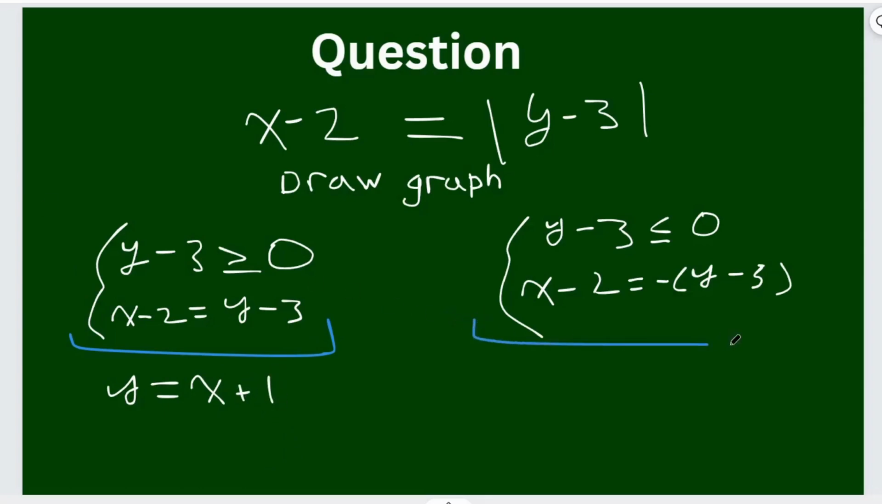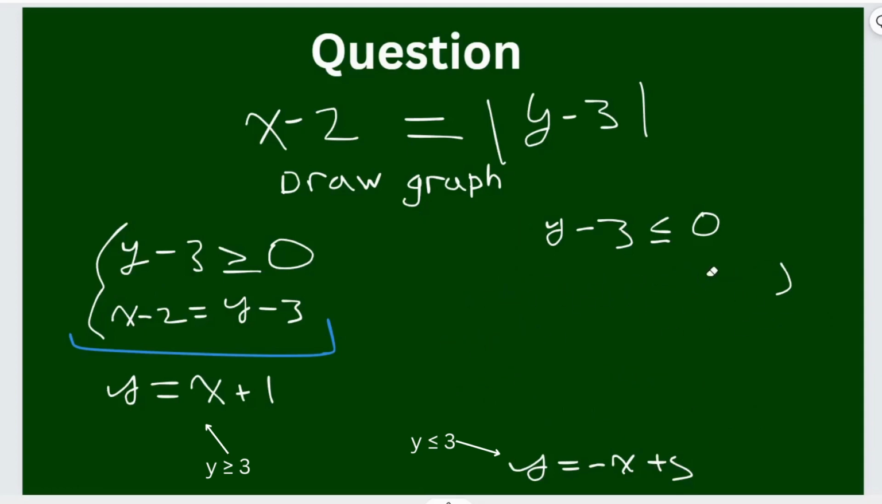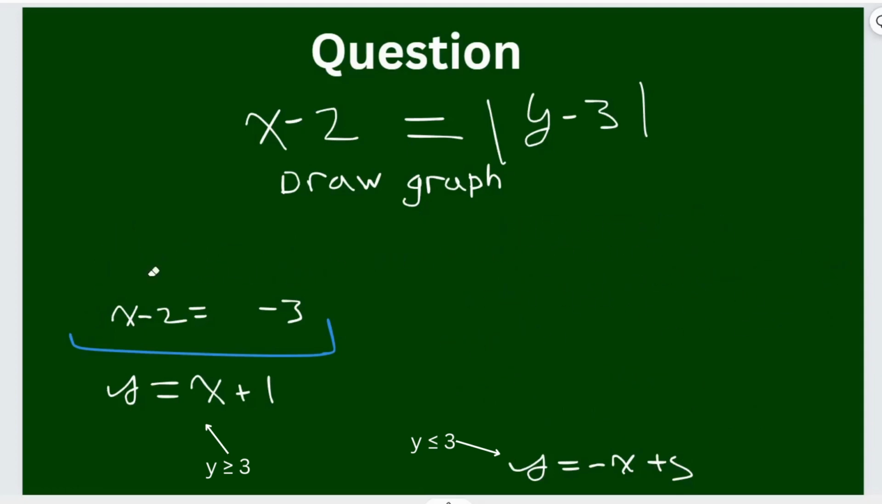Now, for the second case, if you were to isolate y, here x minus 2 is equal to negative y plus 3. Then you move 3 to the other side. Then that's x minus 5 is equal to negative y. Then y is equal to negative x plus 5. So now you have two line equations. Now you're going to want to draw them out on a coordinate plane.